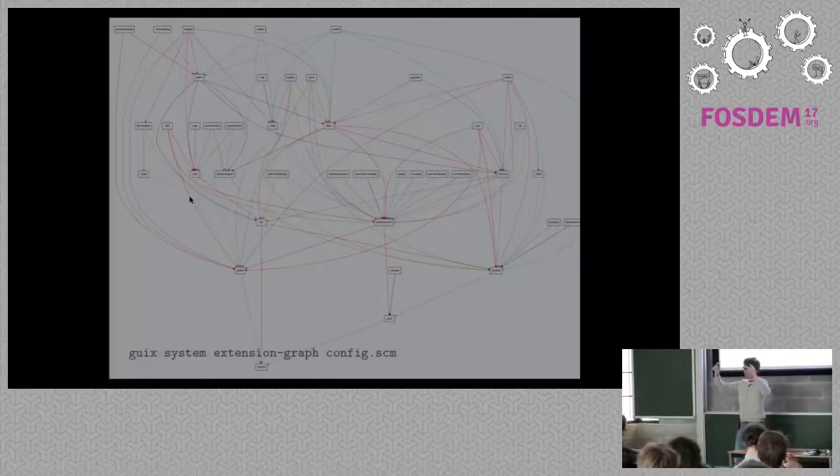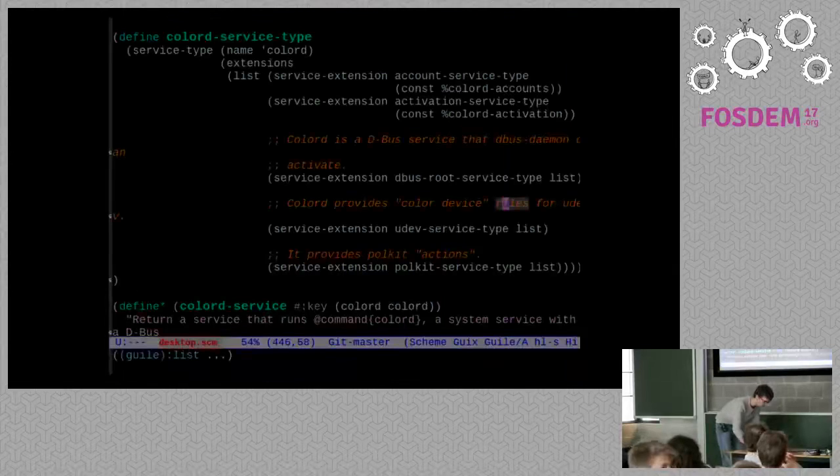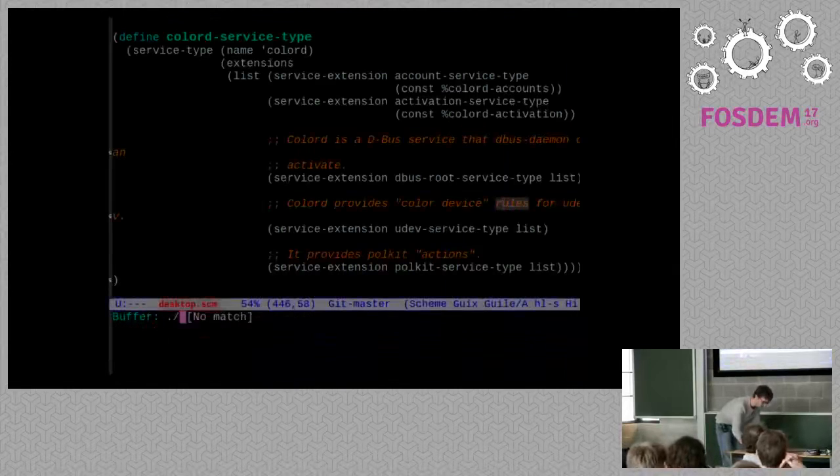What that means is that we need to be able to fold values and to compile them from this high level, like user accounts and udev rules, into something as low level as files on disk. So how does that work? Well, there is a fold-services procedure that I don't know if I'm going to be able to present. Maybe yes. Okay, let's do it.